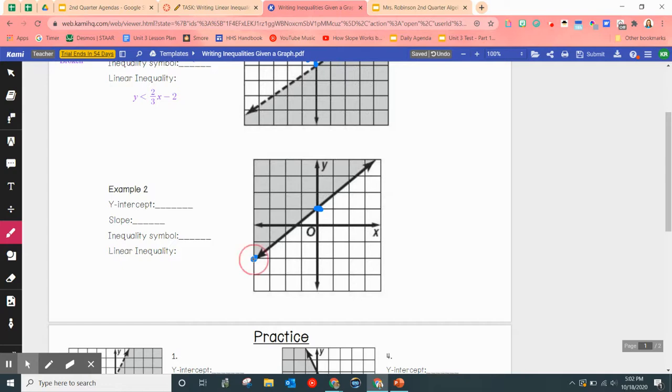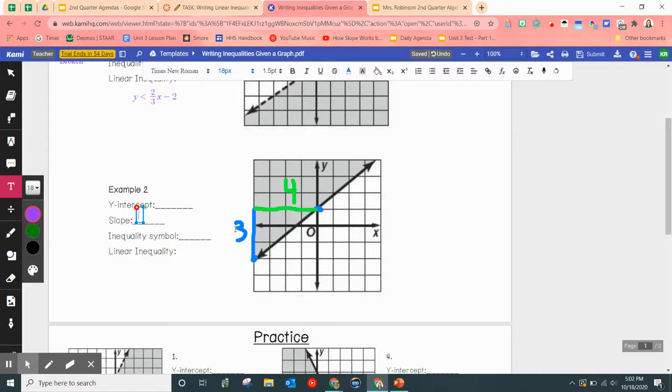So we want our rise over our run. So how much do I rise up? 1, 2 squares, 3 squares. So I'm rising up 3 squares. Okay, now let me do my run. So from this over here, how far do I run? 1 square, 2 squares, 3 squares, 4 squares. So I'm running 4 squares. Okay, so I know my slope is 3/4. Rise over run, 3/4.